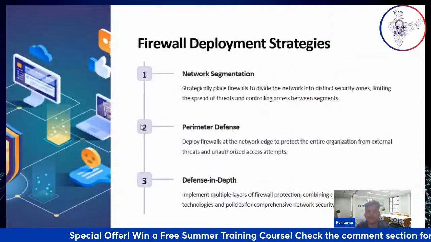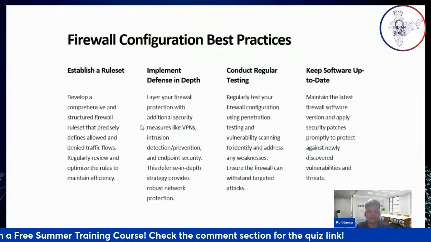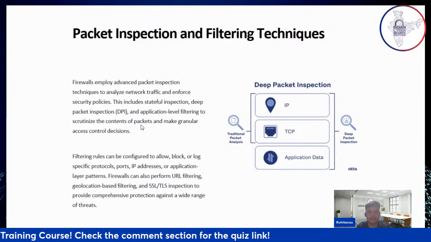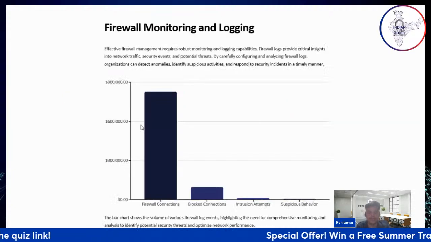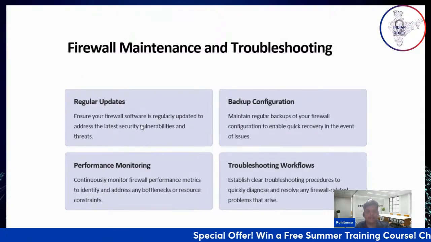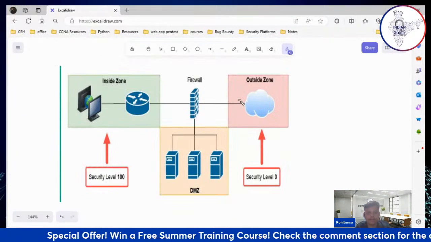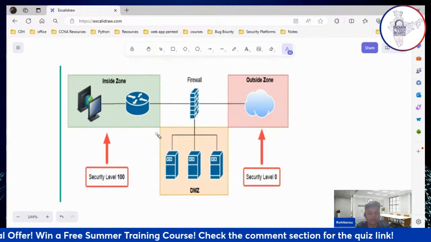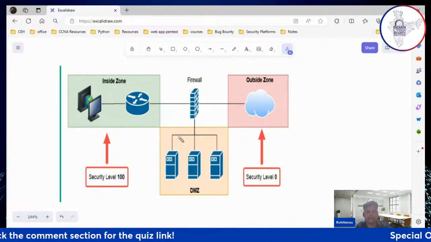So how do you deploy a firewall? You can do network segmentation, perimeter defense in depth. You can do packet inspection, packet filtering. Different sets of rules and management are there. And if I just go back, apart from the firewall, we have some other types of security tools and appliances that we can use to protect our network, like IDS and IPS.